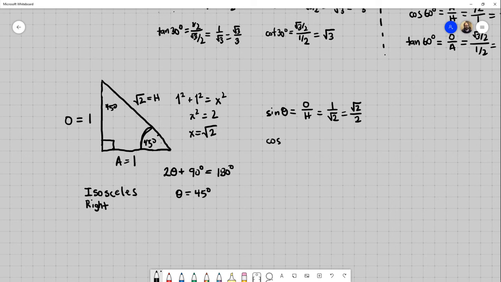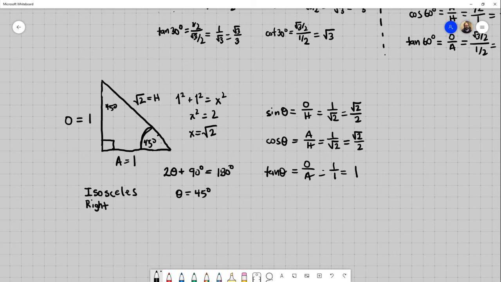Same thing for cosine theta. Cosine theta is adjacent over hypotenuse. The numbers here are the same because the side lengths are all the same. So cosine of theta is also root 2 over 2. Tangent of theta is opposite over adjacent. Well, both of those side lengths are the same. So tangent of theta is going to be 1.